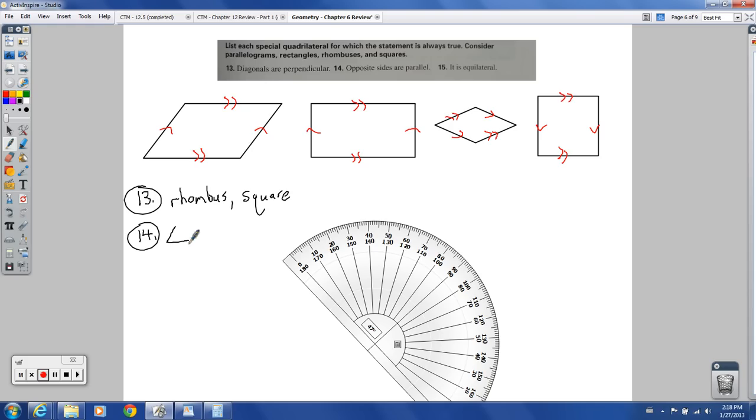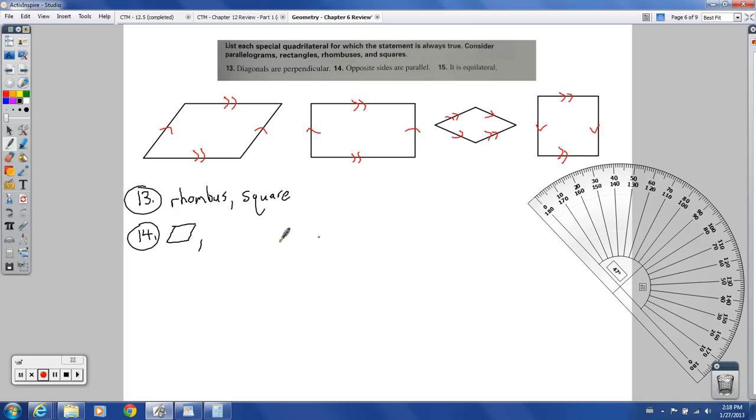Parallelogram, you can use the little symbol for that if you want. Parallelogram, rectangle, rhombus, and square.